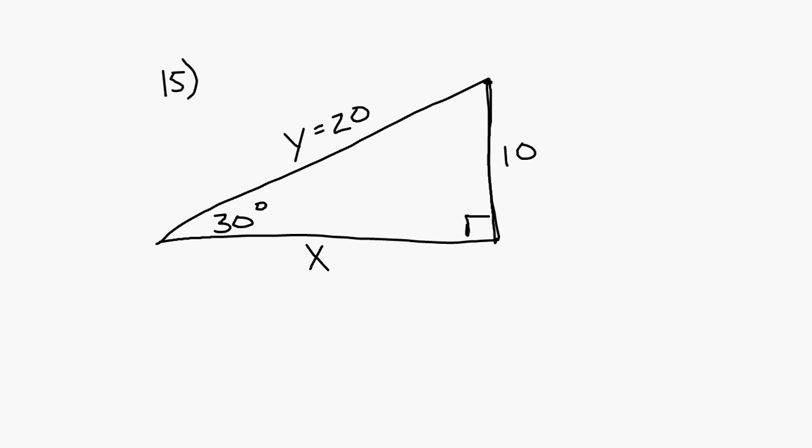Short side times the square root of 3 equals the long side. So this long side of this triangle is going to be 10 times the square root of 3. Does anybody have any questions?